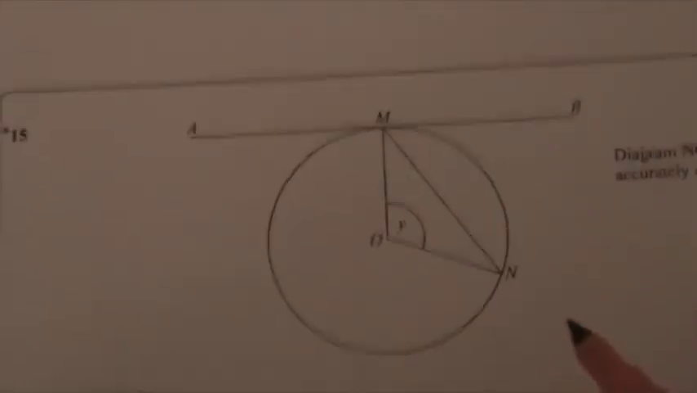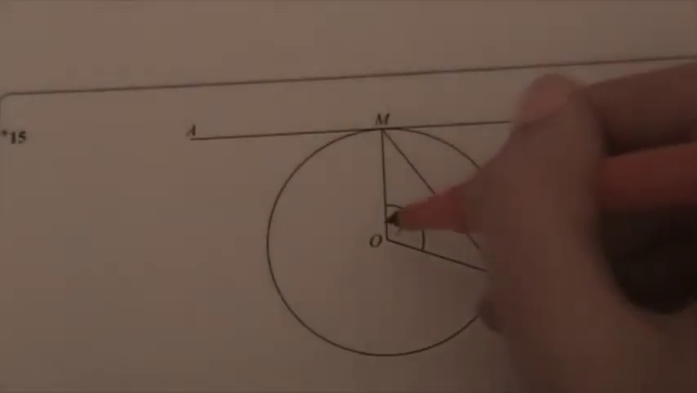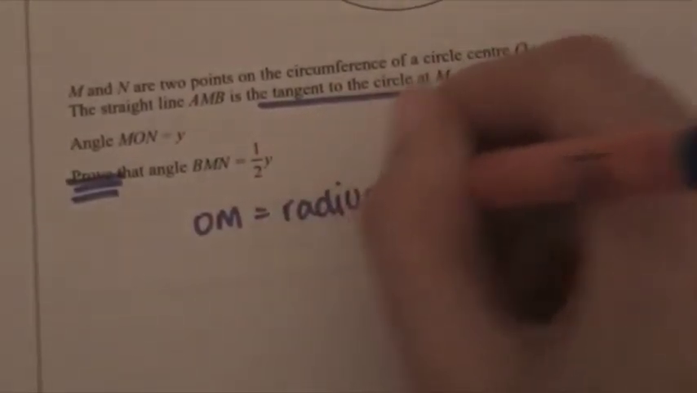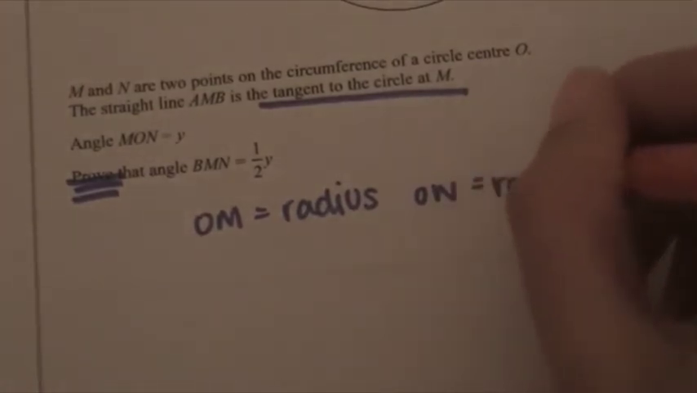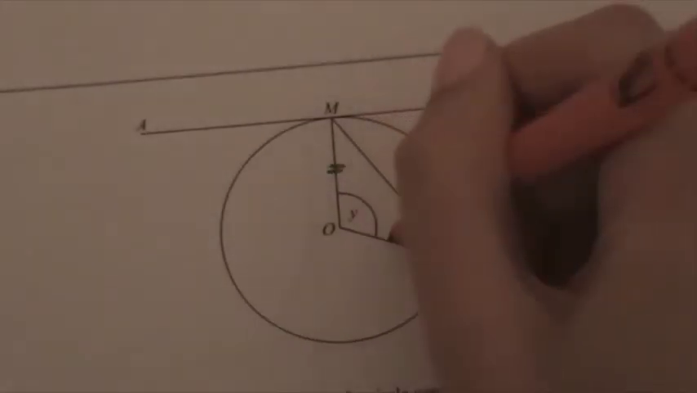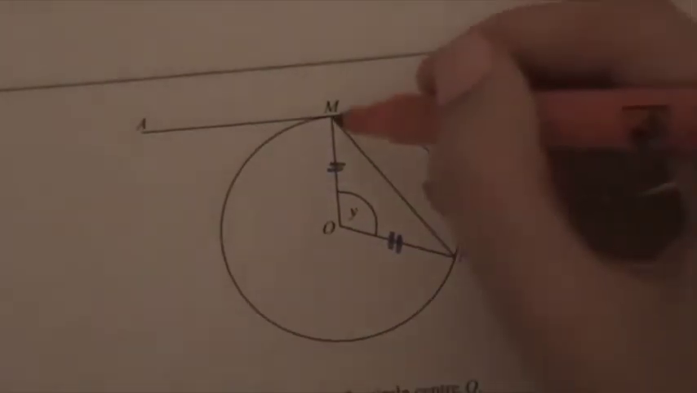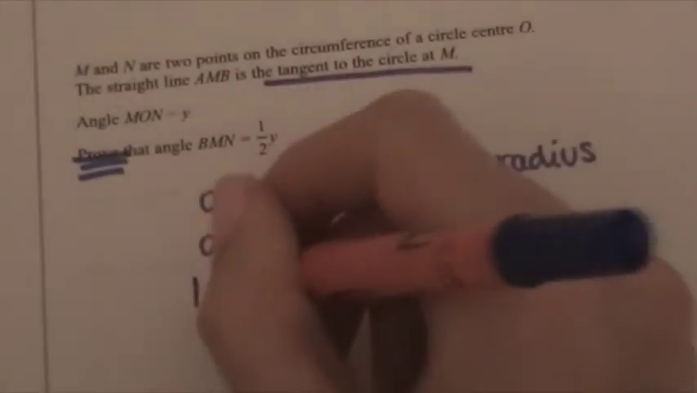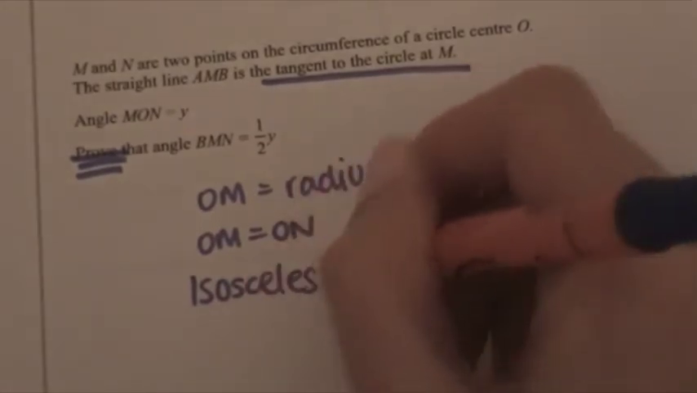So first things, let's look at what we know. Line OM is a radius, because it's gone from the centre to the circumference, as is ON. So OM equals a radius, ON equals a radius, therefore OM must equal ON. So they are equal lengths. That means that this triangle is therefore an isosceles triangle. So we've got an isosceles triangle.